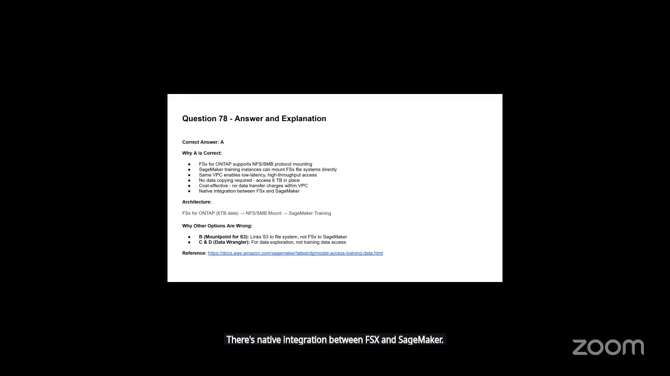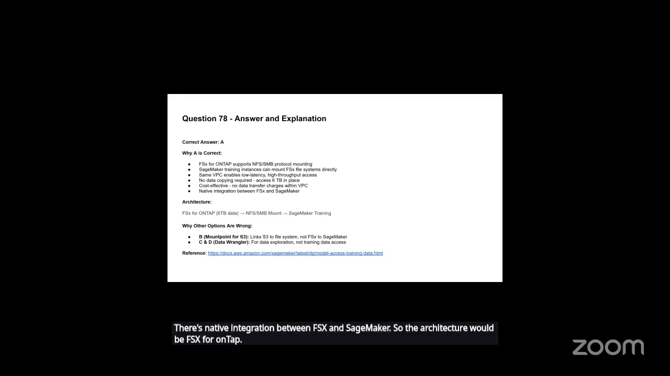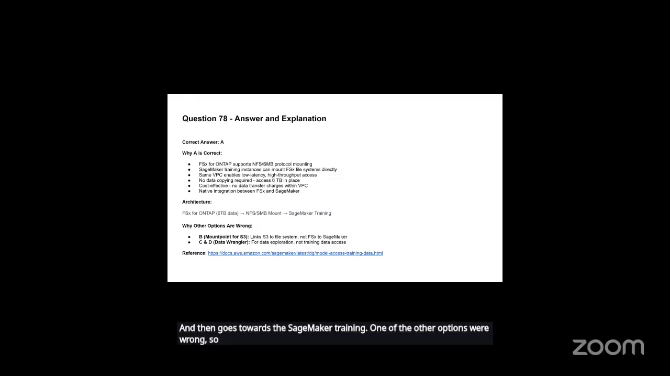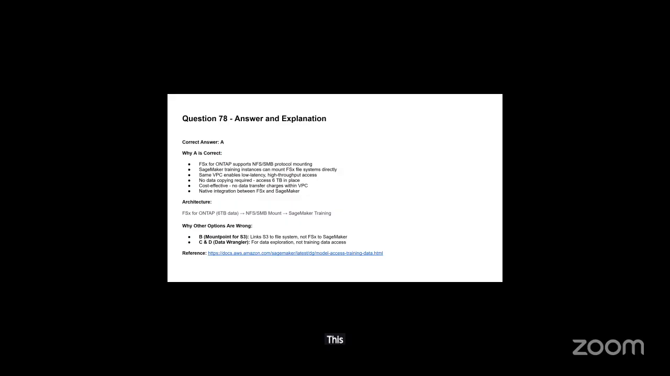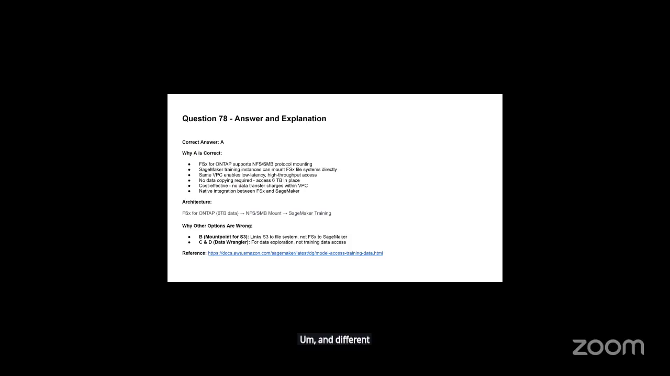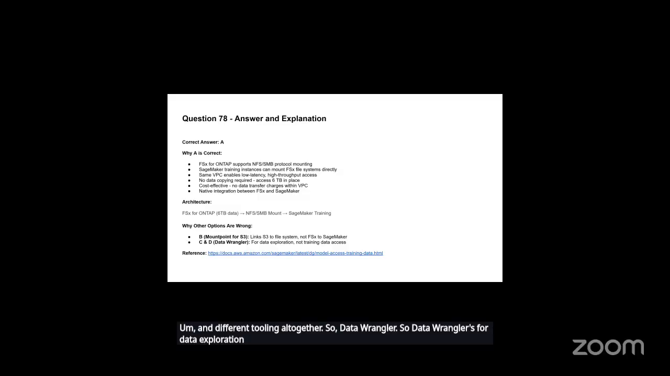So the architecture would be FSx for ONTAP, which holds 6 terabytes of data, with an NFS or SMB mount, and then goes towards the SageMaker training. The other options are wrong. The mount point for S3 is for linking S3 to a file system, not FSx to SageMaker. So it's a different use case altogether, and different tooling altogether. Data Wrangler is for data exploration, not training data access.